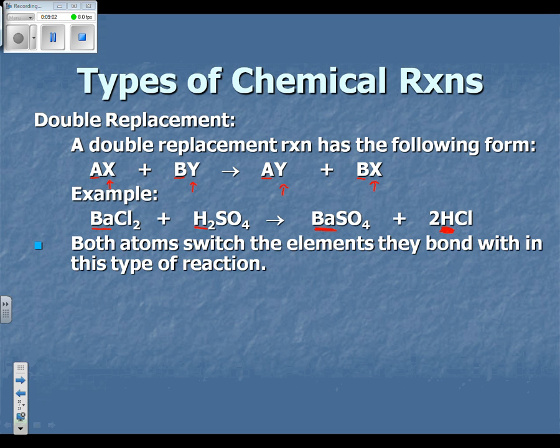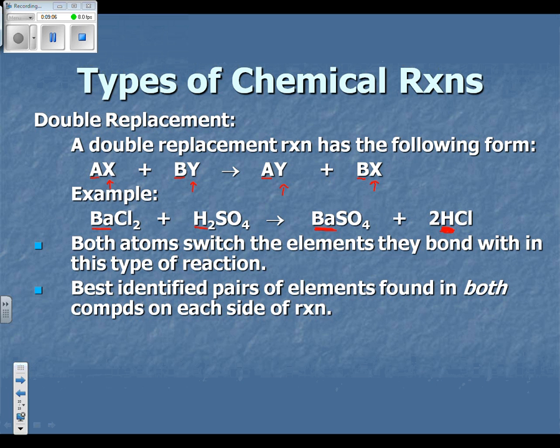So both atoms switch elements they bond with in this type of reaction. So it's best identified when you have compounds on both sides of the reaction. Basically, two compounds on each side of the reaction. So that's your look for statement in double replacement.